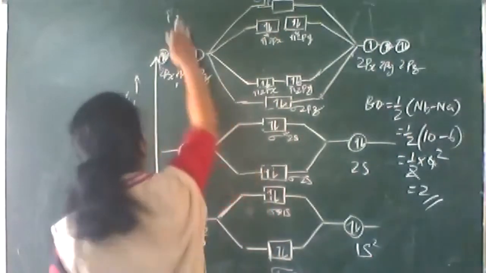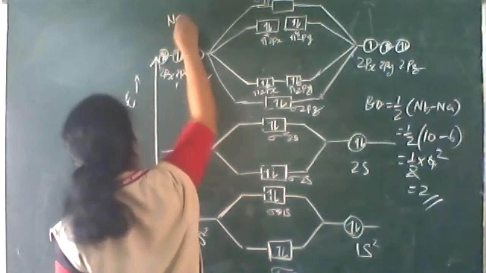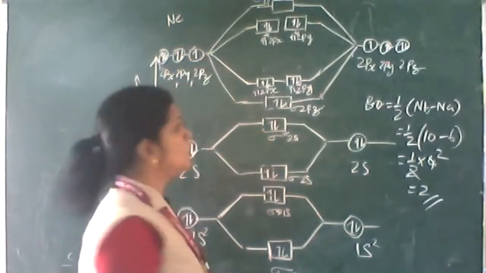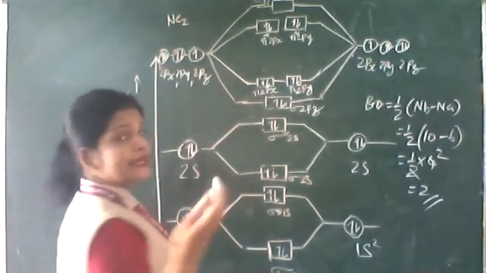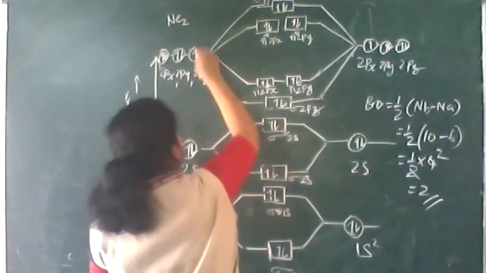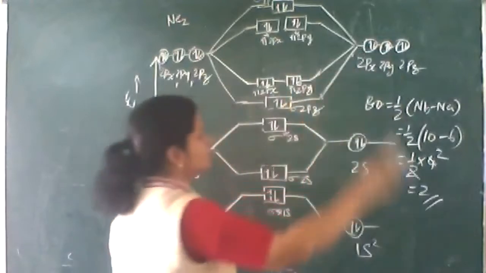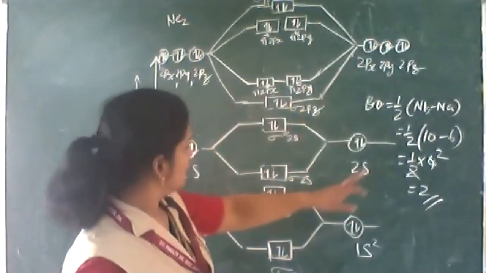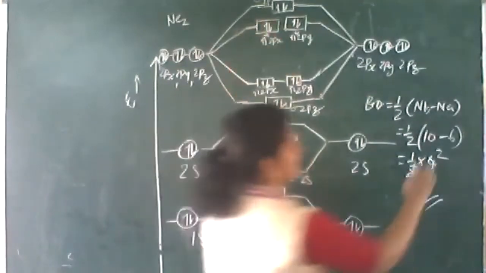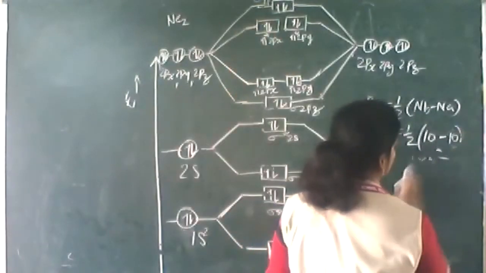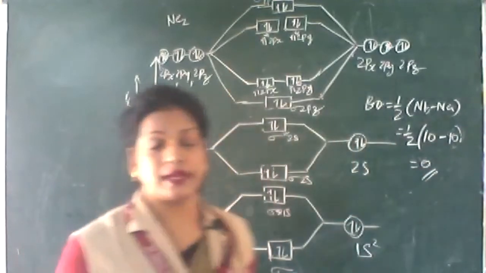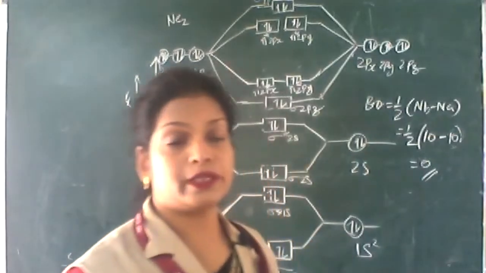Next is what? Neon, that is Ne2. Will Ne2 exist? No, because here one. So Ne2, that is 2, 4, 6, 8, 10. Here it is 10. So this is 0. So the Ne2 molecule does not exist.